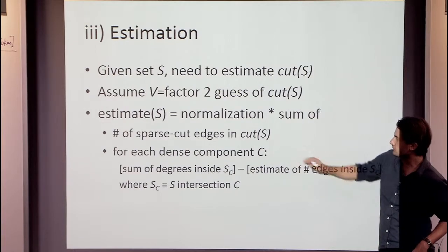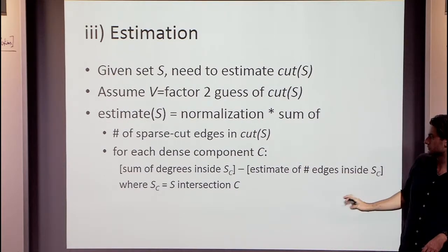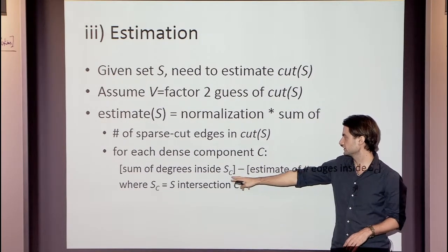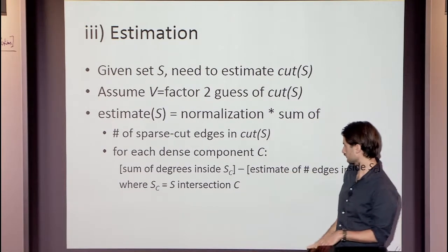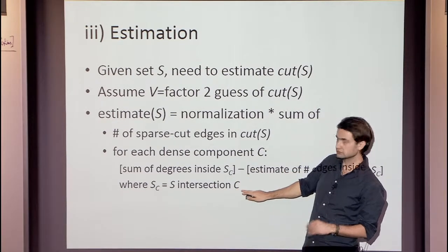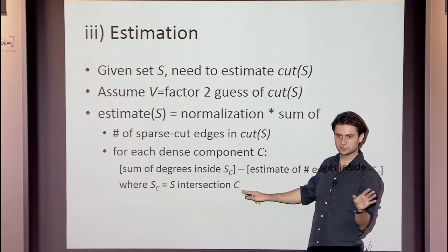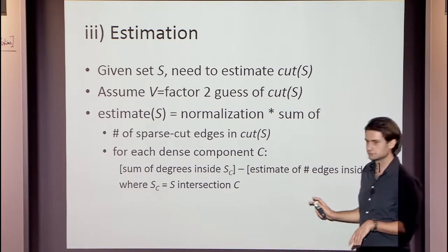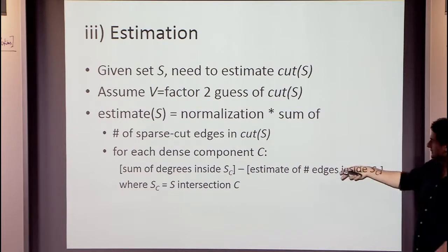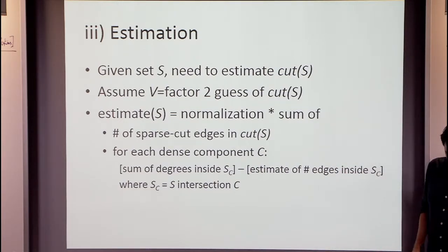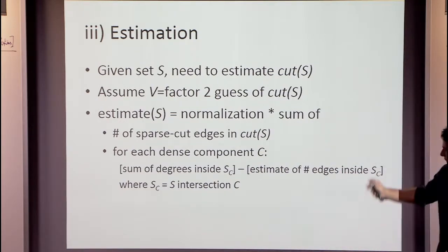Basically, for each dense component, what it will do, it will sum the degrees inside S intersection C. There will be a picture on the next slide. I'm just describing roughly how it looks. So the picture will have a lot of components. So, I first want to give a simple description.